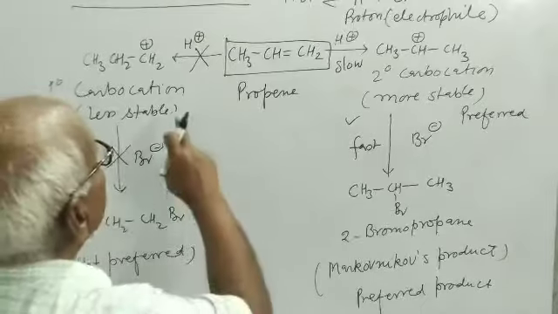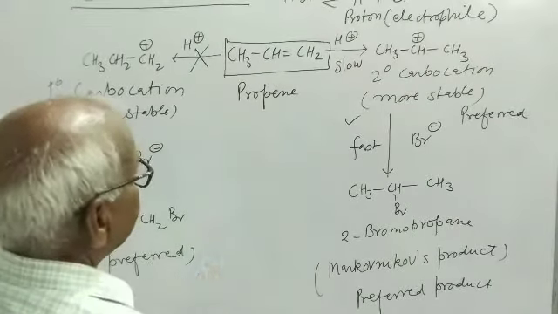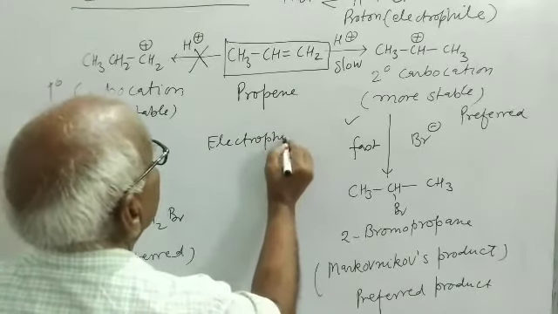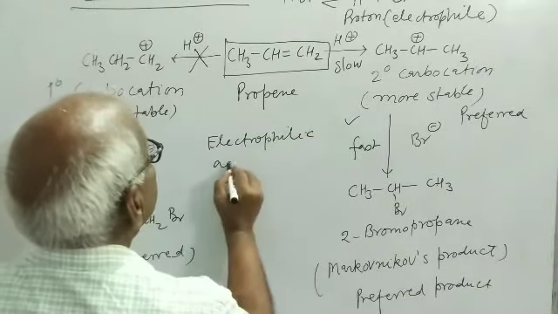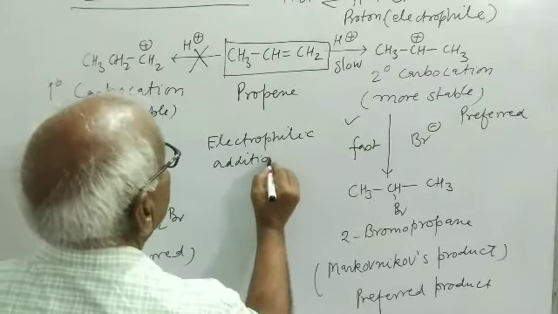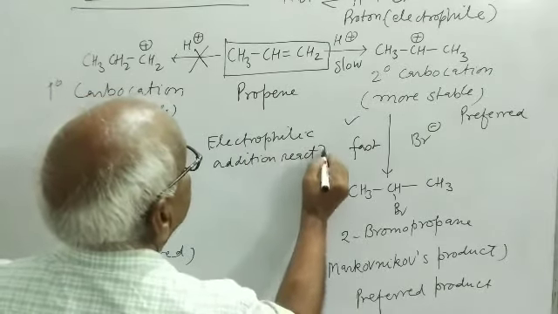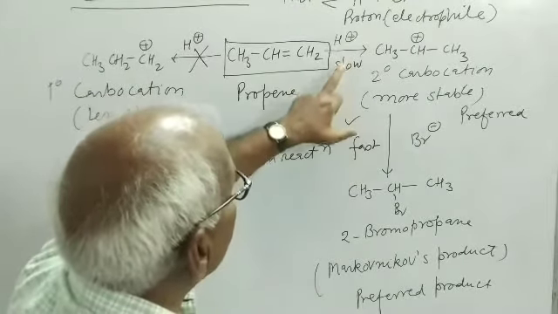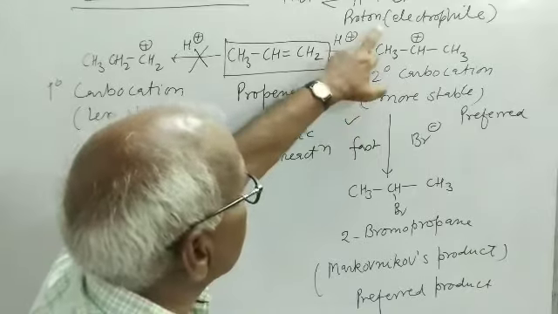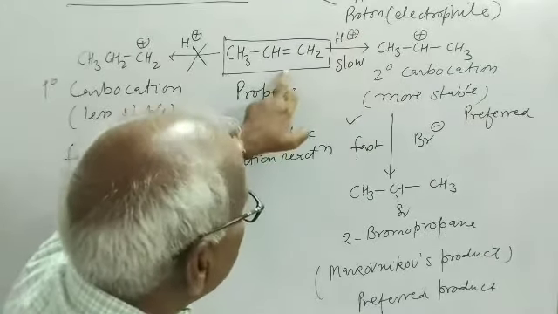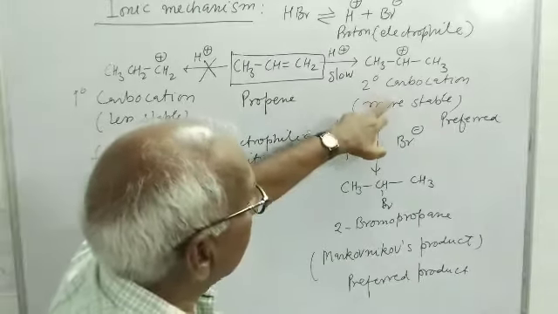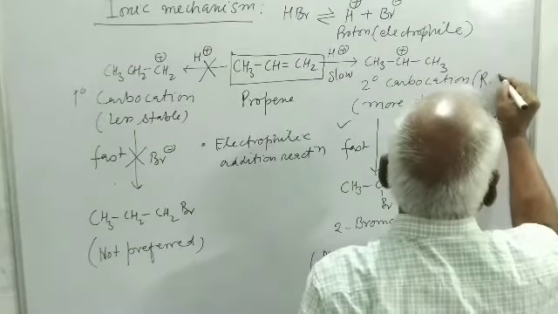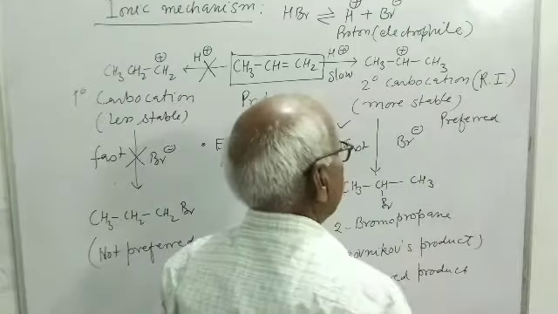So now this is the ionic mechanism. Electrophilic addition reaction. Because in the first step, the proton, which is the electrophile, attacks propene and gives you a 2 degree carbocation intermediate. This 2 degree carbocation is the reaction intermediate, RI.